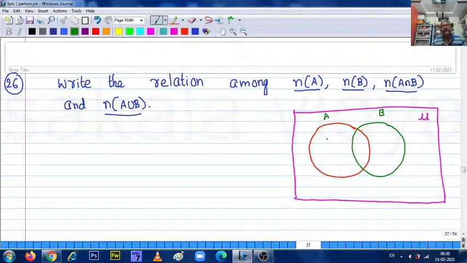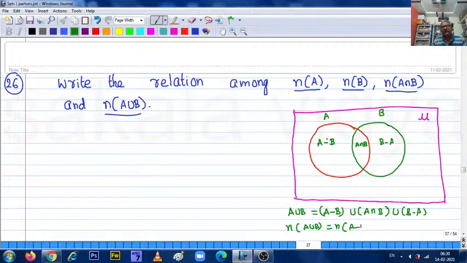So that means this will be a combination. Clubbing A union B means actually here this part is A minus B, this part is A intersection B, this part is B minus A. Generally A union B is equal to, we can write like this, A minus B union A intersection B union B minus A. Suppose n of A union B equals, we can write n of A minus B plus n of A intersection B plus n of B minus A.